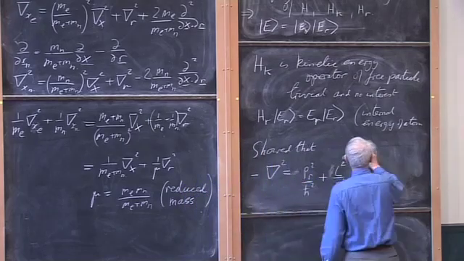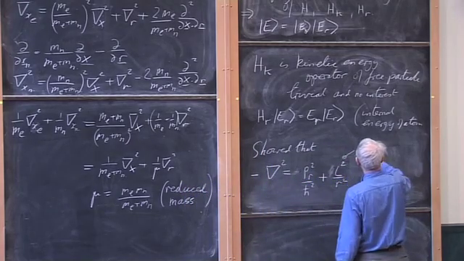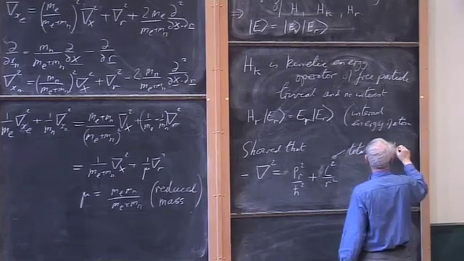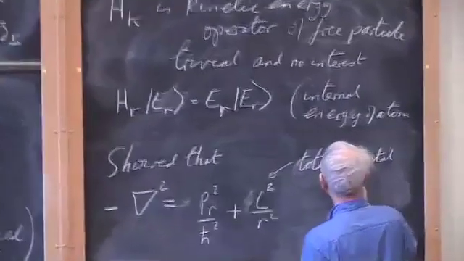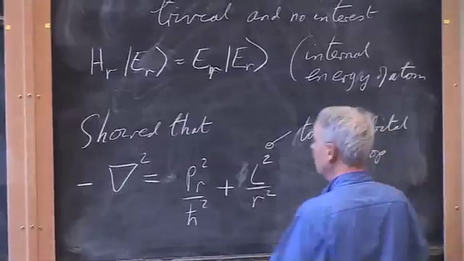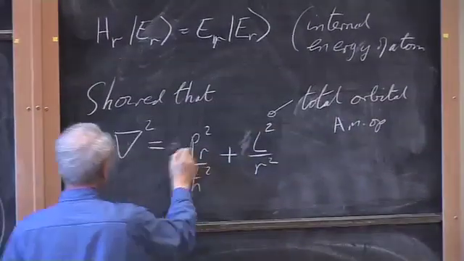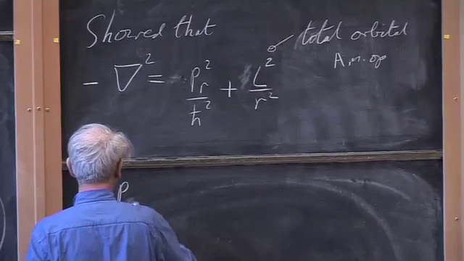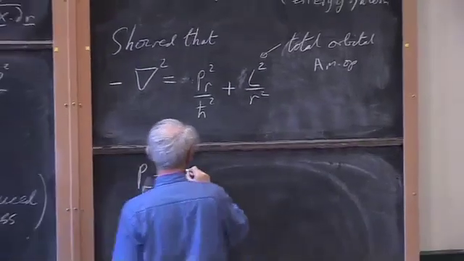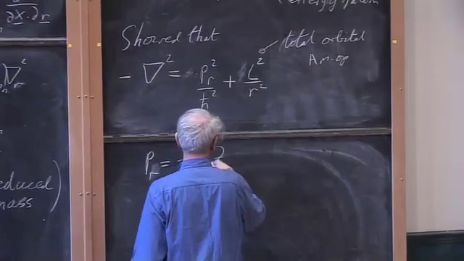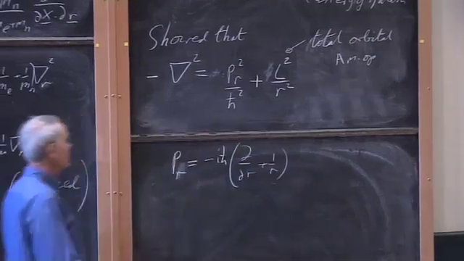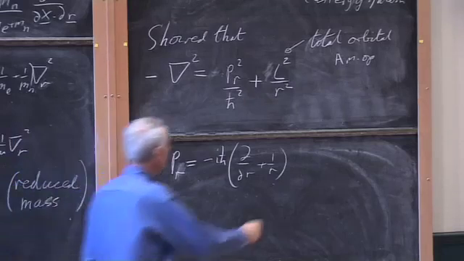So this is the total orbital angular momentum operator. And PR, let me write it down for you. PR, we figured out what it had to be. It turned out to be minus i h bar of d by dr plus 1 over r. That's what it looked like in the position representation, and it's the radial momentum operator.